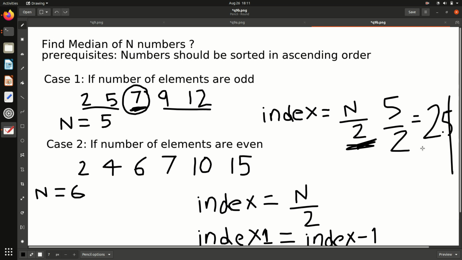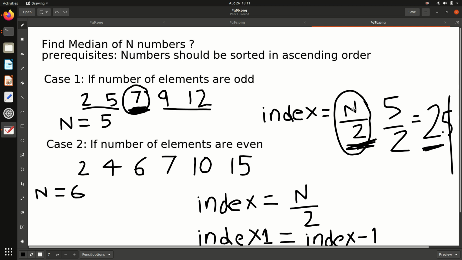So the moment you do the integral division, we get the index 2. This is index 0, this is 1, this is 2, and we get the value 7. So as simple as that. By doing n by 2, we get the index, and then we find the value at that index. And you can try other cases also.